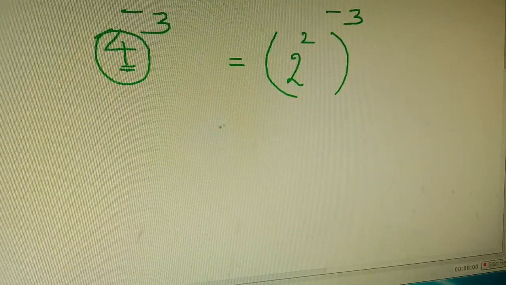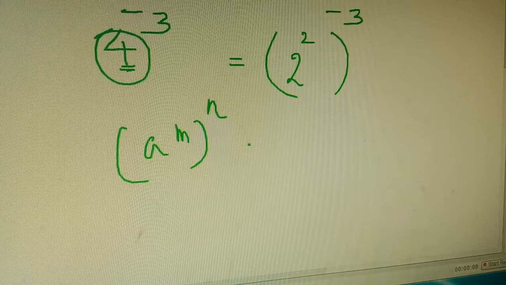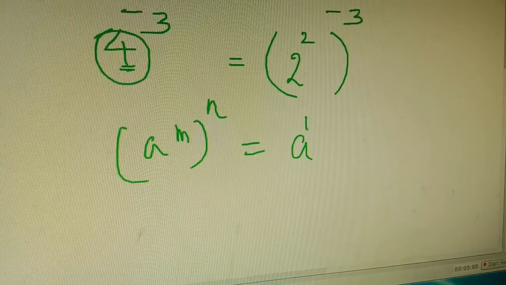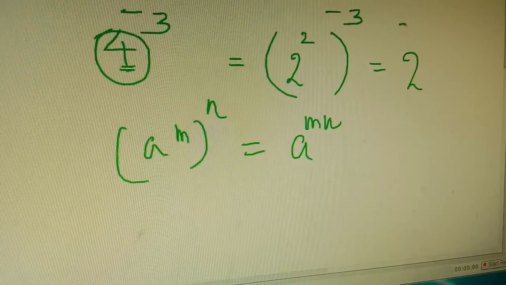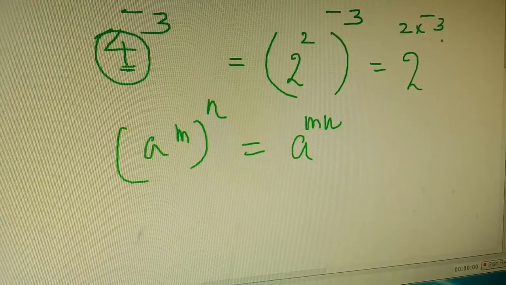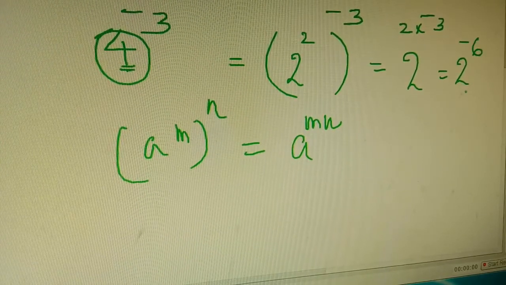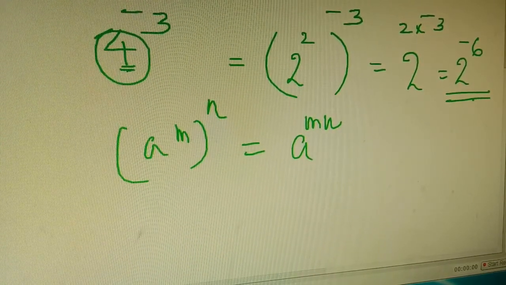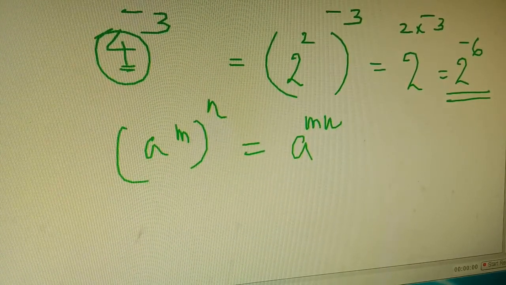So it is of the form a to the power of m, whole to the power of n. That is a to the power of mn. So here also, 2 to the power of 2 times negative 3, that is 2 to the power of negative 6, or otherwise 1 by 2 to the power of 6. Clear now? Now another question.